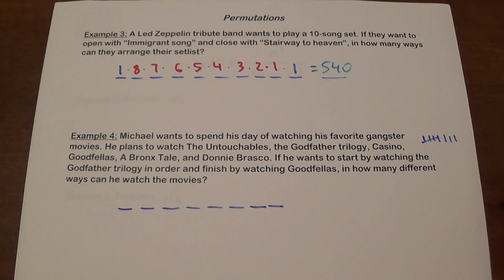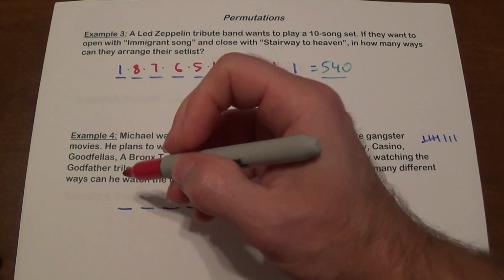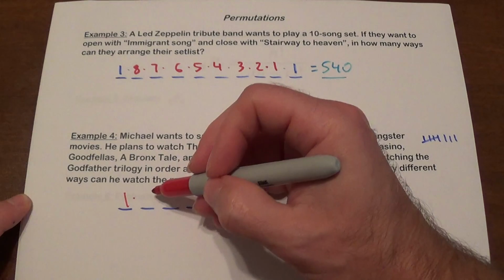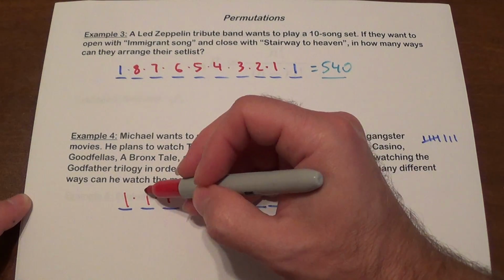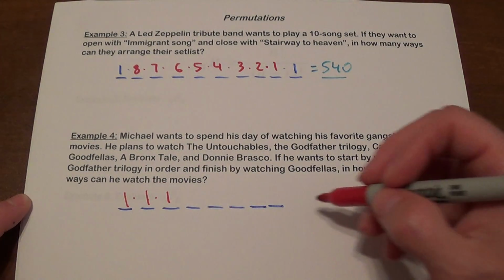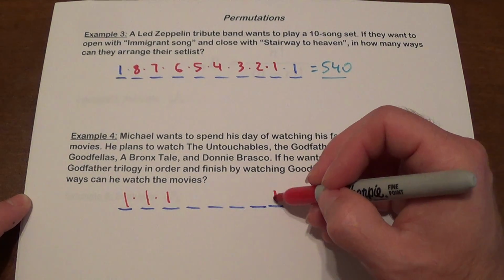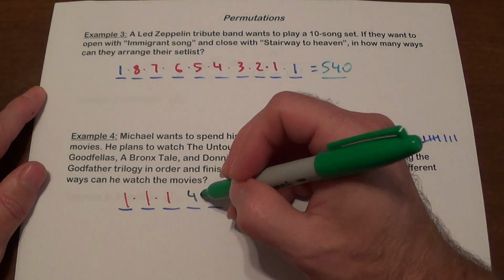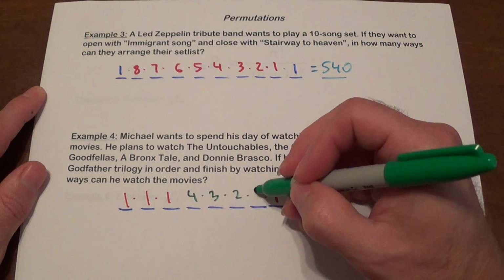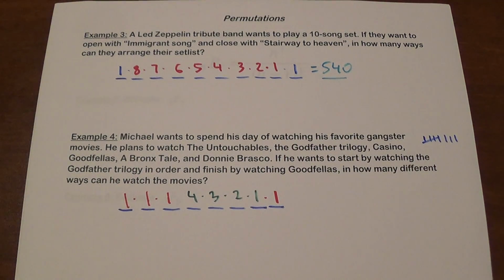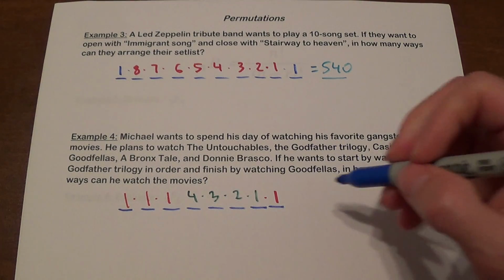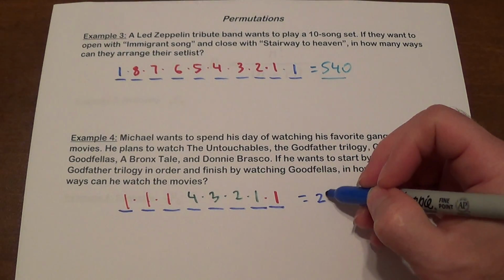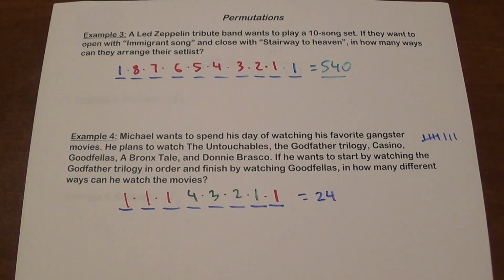We have to start with the Godfather trilogy in order, which means we know for sure what's going to go in the first slots: Godfather 1, Godfather 2, Godfather 3. He wants to finish by watching Goodfellas, so that's going to be 1. What is left? Well, we are left with 4 movies: 4 times 3 times 2 times 1. All that is going to give us 24 different orders that he can do it in.